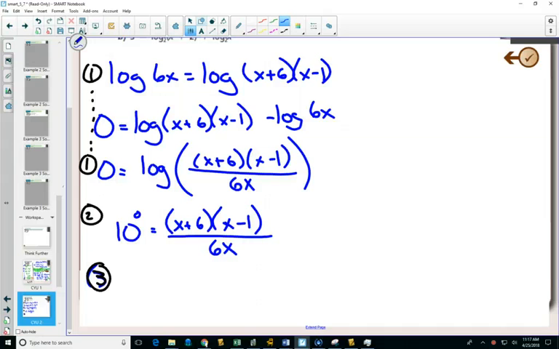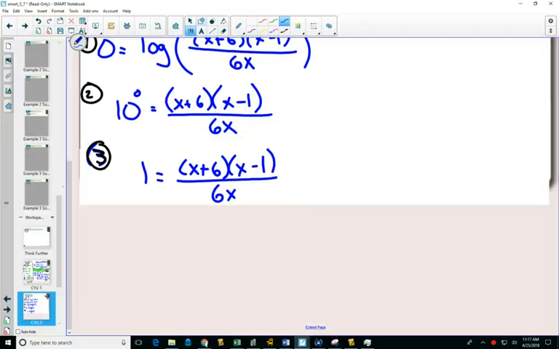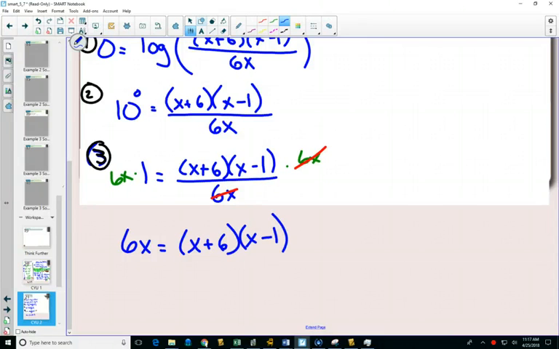What is 10 to the 0? It's 1. And the equation that we have is a rational equation, something you solved in grade 11. What do we do to solve rational equations? Well, you'd probably want to get rid of that fraction. You can multiply both sides by 6x. That would simplify this on this side, and we would get 6x equals x plus 6, x minus 1. So we notice the rational equation. We used a strategy to get rid of the fraction.